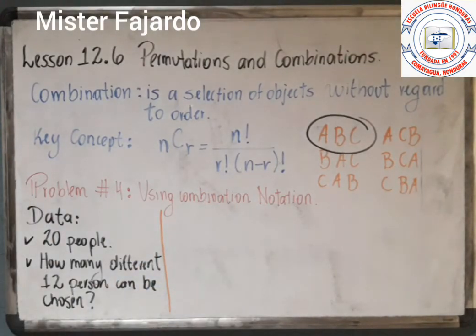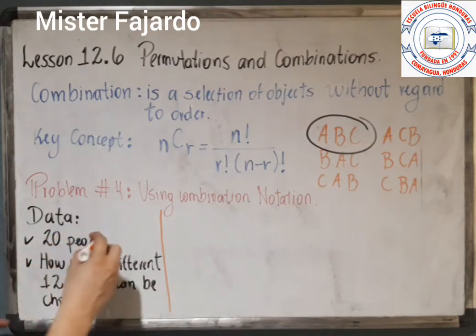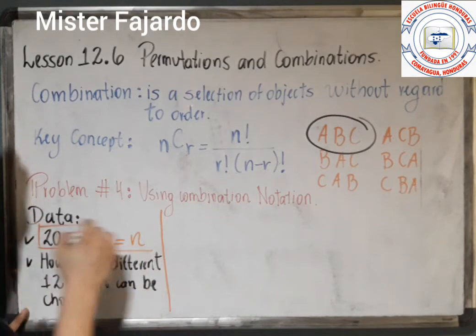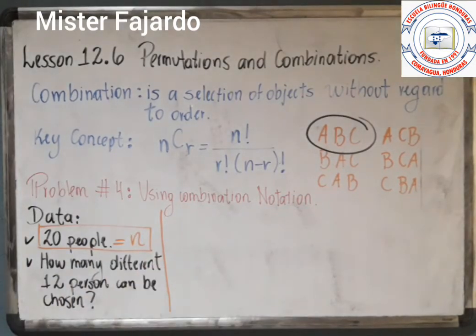I'm going to do an example because it's going to be really easy for you to understand, okay? In this case, the problem says: 20 people report for jury duty. How many different 12-person juries can be chosen? That means that the total number of options is going to be equal to 20, but the restriction or limit is going to be equal to 12. That is going to represent the variable r, okay? Using that information, we are going to apply the formula.